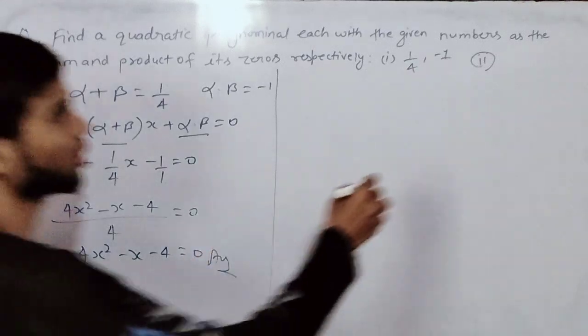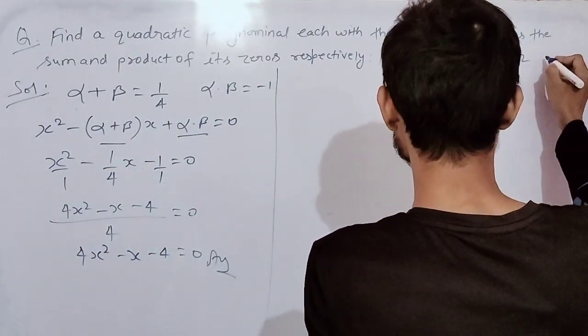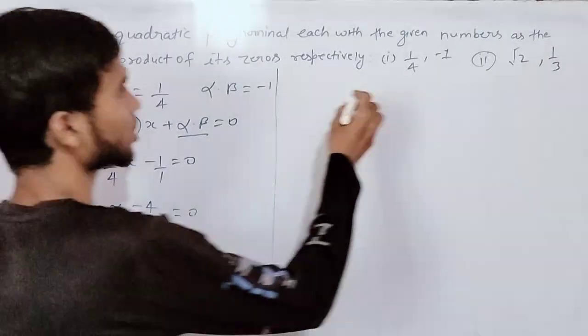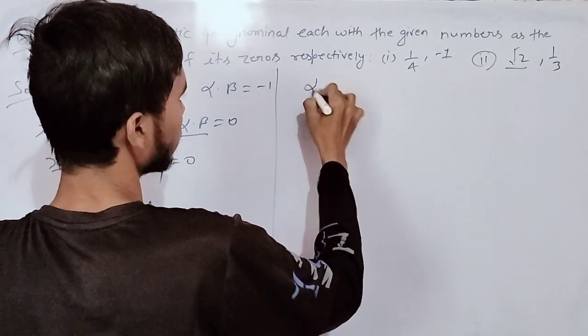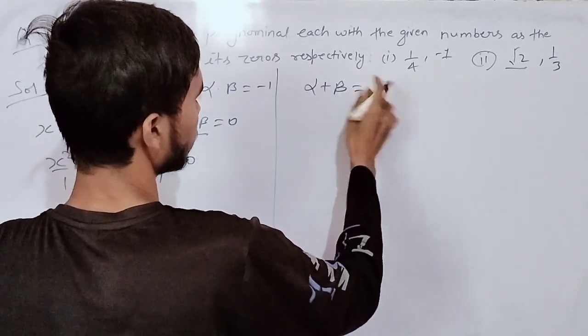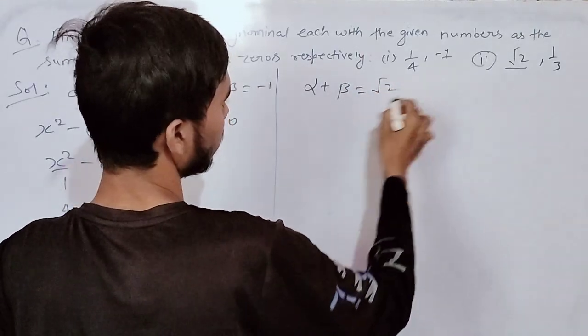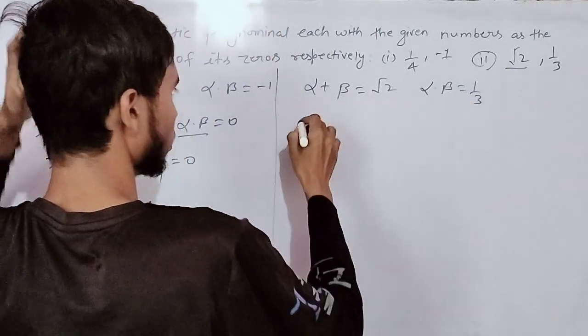Next is what? Under root of 2. Next zero is 1 upon 3. In that case, what will you do? Just assume that alpha plus beta is equal to root 2, alpha into beta is equal to 1 upon 3. Clear?